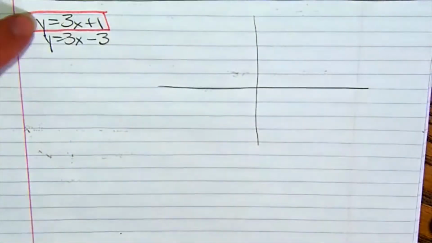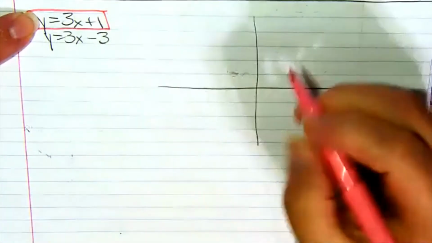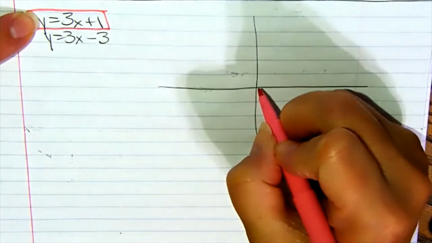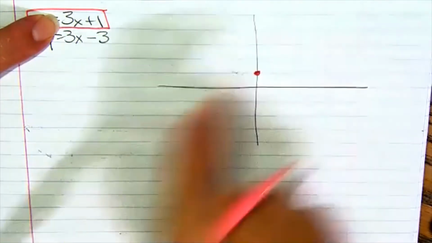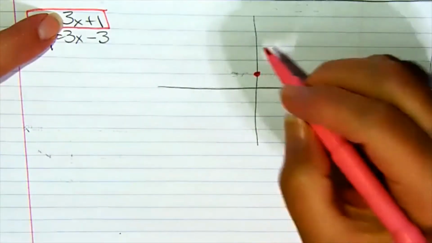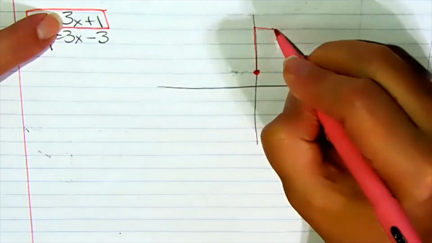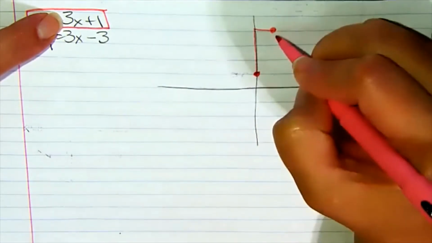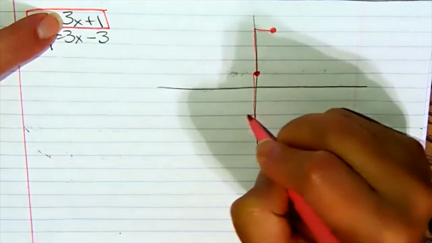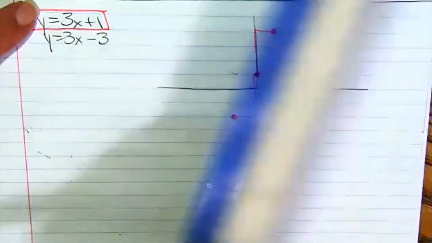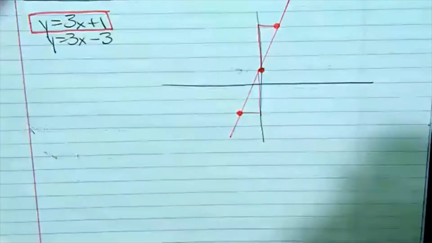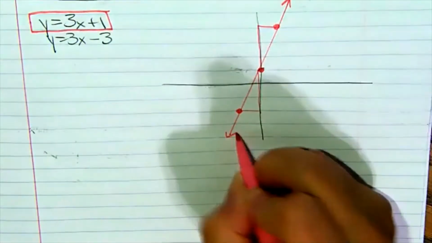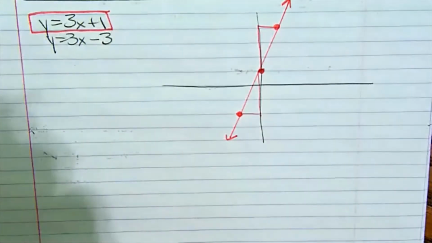So let's take a look at this one. My y-intercept is 1, and my slope is positive. It's going to go up, and I'm going to go up 3 over 1. Up 3 over 1. So this is the line for this equation.